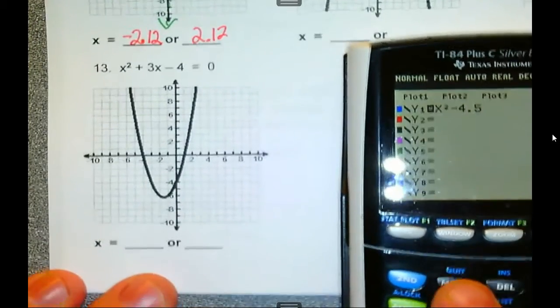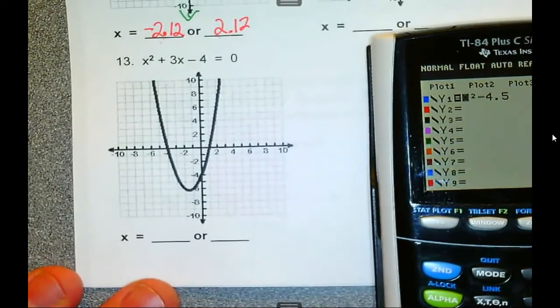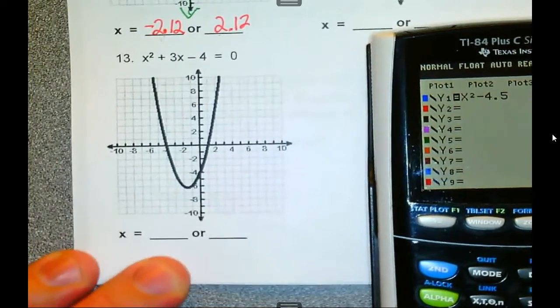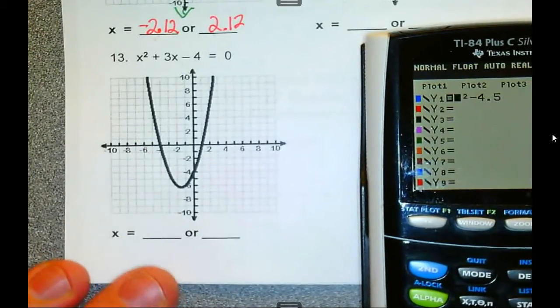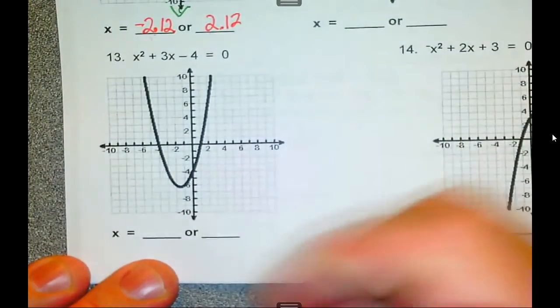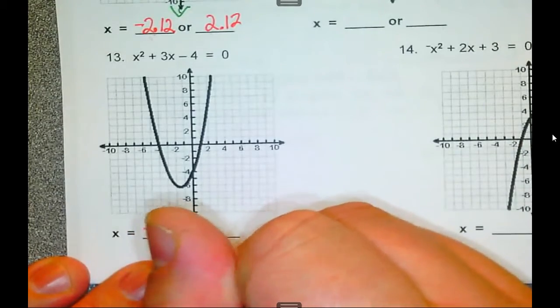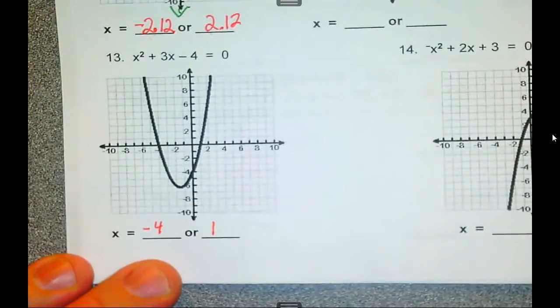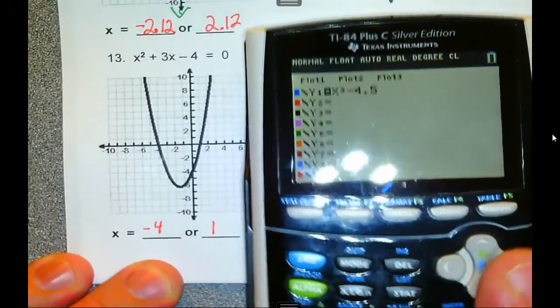Okay, let's look at number 13 since my axis of symmetry is not the y-axis anymore. Well, it looks like it should be what? My solutions. That's right, negative 4 and 1. Let's check it out.